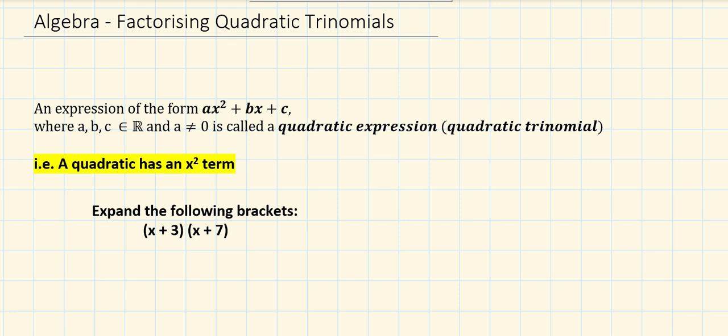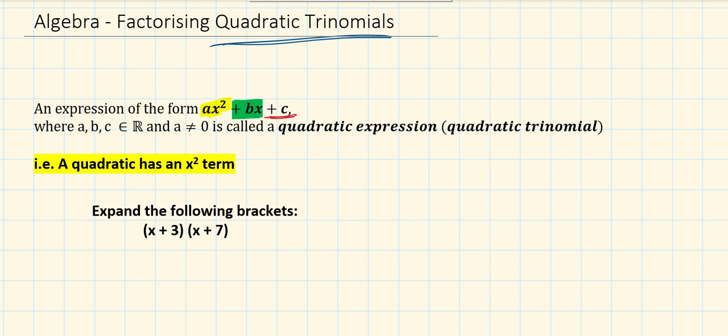Okay, so in this video, I want to go through the very important topic of factorizing quadratic trinomials. Quadratic trinomials are of this form. So we see it's ax squared, so something x squared, plus bx, so something x, then plus c. So it's something squared, something x, something c.